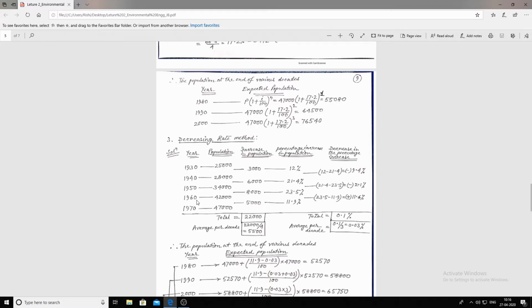If you compare the population growth of this decade, that is 23.5%, with the population growth considering the 1960s and 1970s population, within this decade the population growth was 11.9%, that is there is a decrease. Initial minus final, 23.5 minus 11.9, is plus 11.6, that is there is a decrease in the percentage increase. A positive decrease means actually there is a decrease, which is reflected over here.